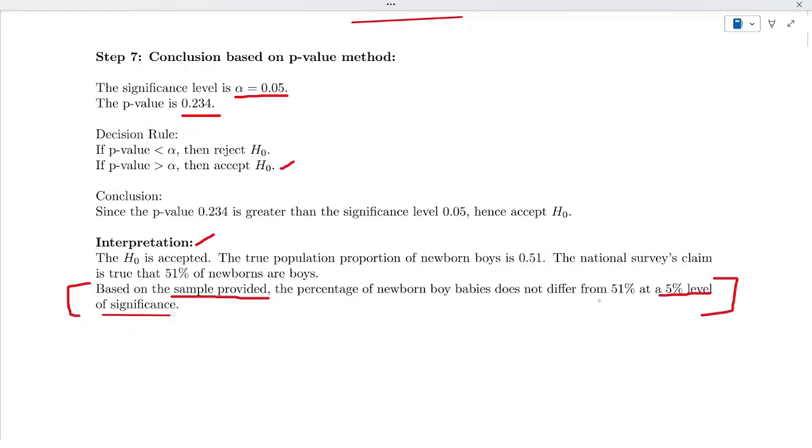And the last line says at a 5% level of significance. So you have to mention at what percent significance level you have drawn this conclusion. Because many times we have a 1% significance level, many times we have a 10% level of significance. So you have to mention both these lines. What are they? Based on the sample provided, or based on the data provided. And second, at what percent level of significance you have conducted this test, right?